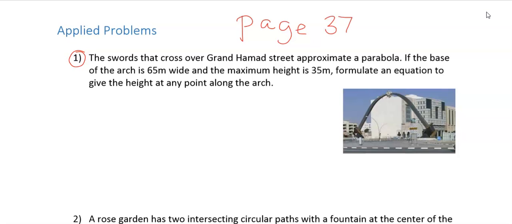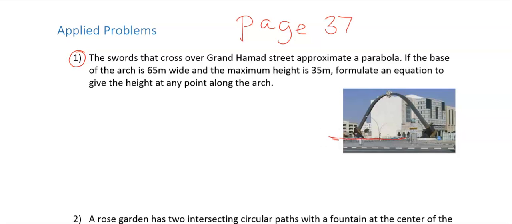This question actually has a little bit of background here in Doha. Let's read it very carefully and see what it says. The swords that cross over Grand Hamad Street approximate a parabola. And sure enough, if you look in the diagram here, I think I've actually passed that landmark a few times.